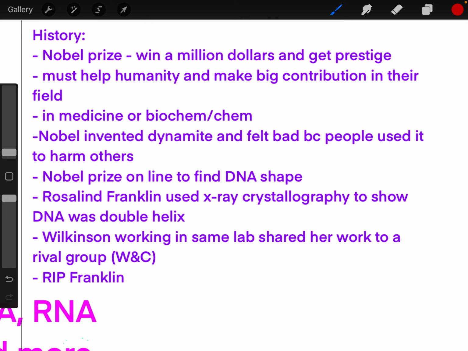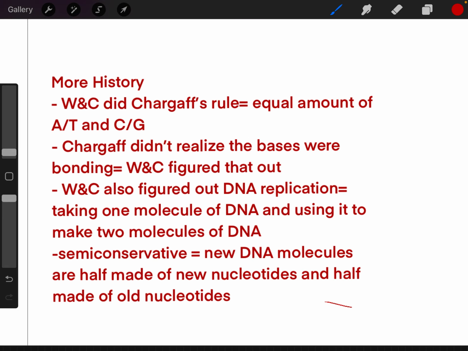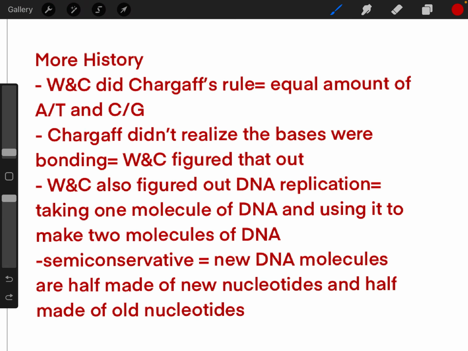And a man named Wilkins, working in the same lab as her, shared her work with a rival group, Watson and Crick. Sadly, Franklin passed away due to cancer, and dead people can't win a Nobel Prize, so she wasn't able to get a Nobel Prize for her work. But basically, Watson and Crick stole her thunder, and they also found out some other things.